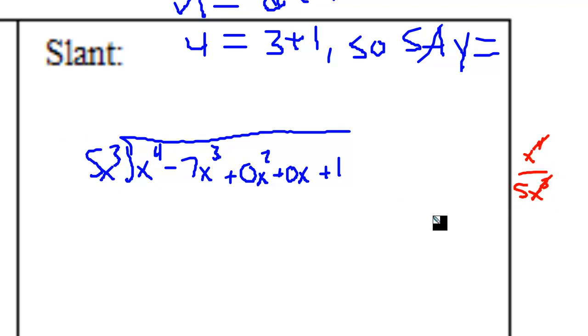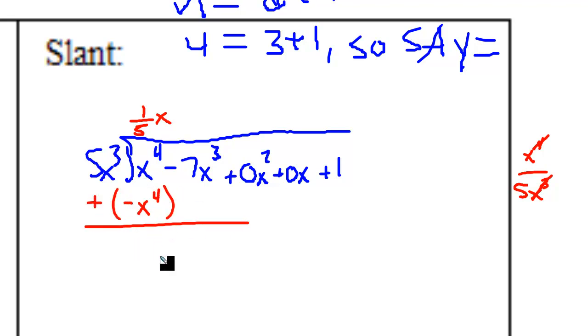You lose all the x's on the bottom, and you have one left on the top. So this is 1/5 x. Then multiply 1/5 x times 5x cubed, and you get 1/5 times 5 is 1, and x times x cubed is x to the fourth. You then change the sign of that and add. That cancels. Since that cancels, that means that's correct.